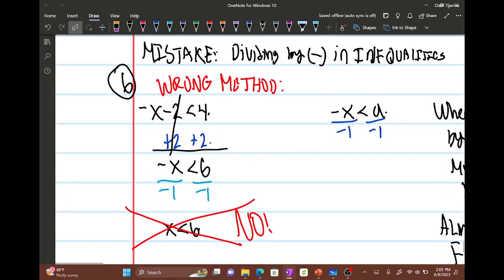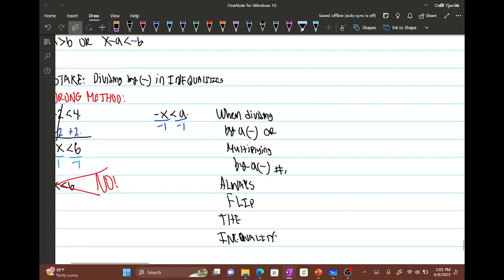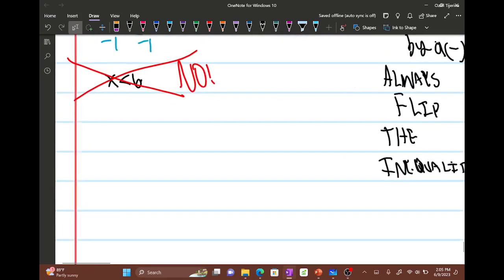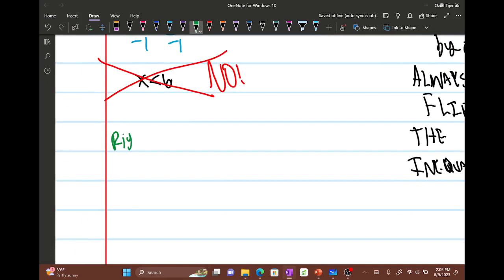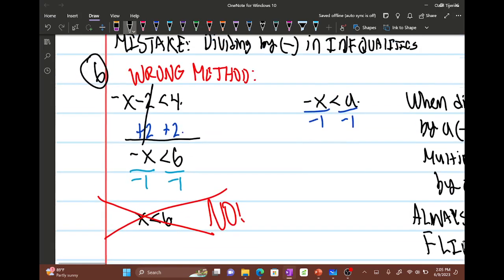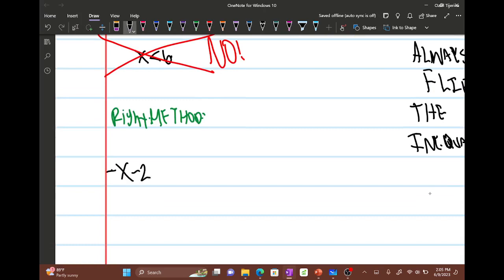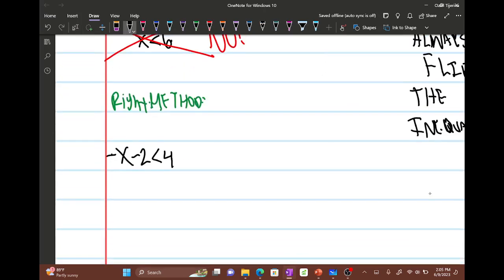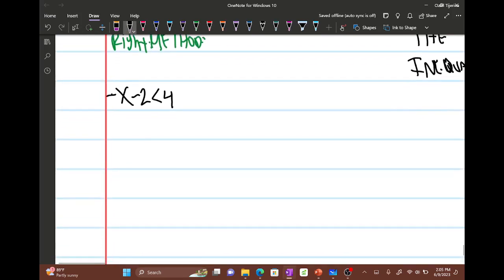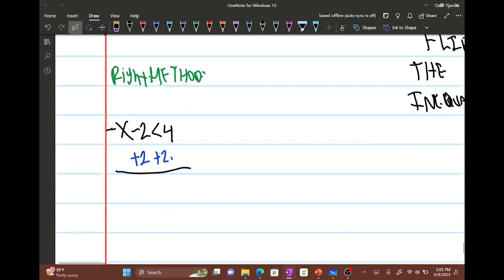So this is obviously not the correct way. The right way would actually be the following, and I'm gonna do the correct way. Okay, so basically let's say negative x minus 2, we know this is less than 4, and so when we end up adding, so we do add, right? That's literally what we did in this part, which was correct.